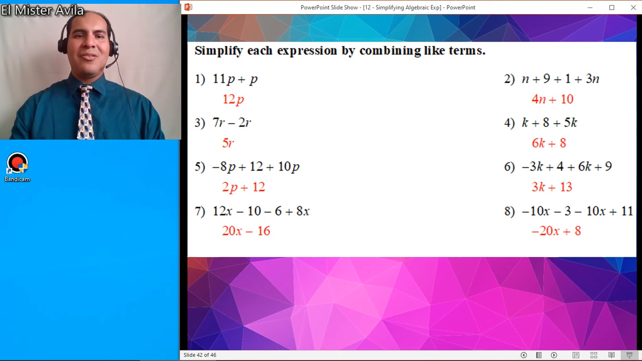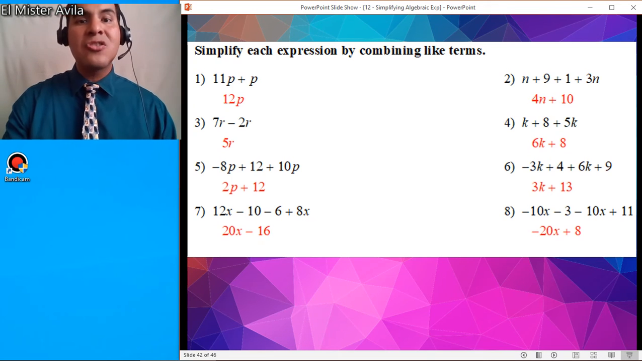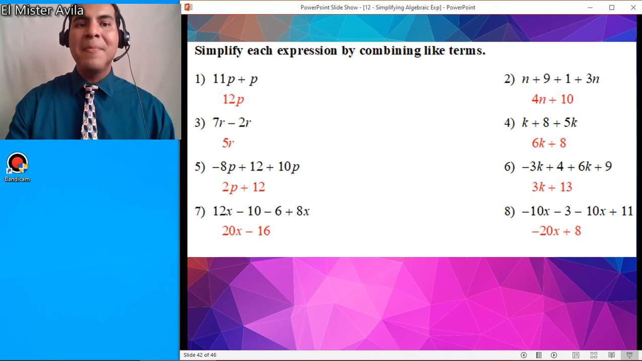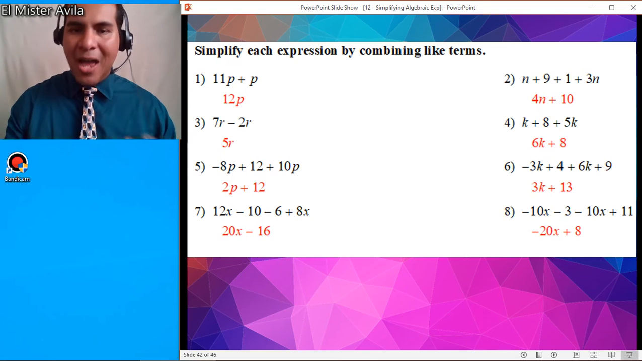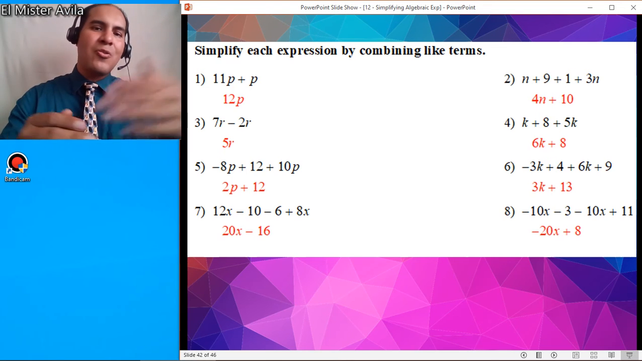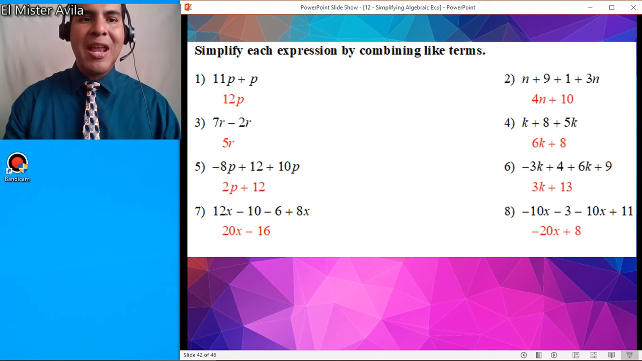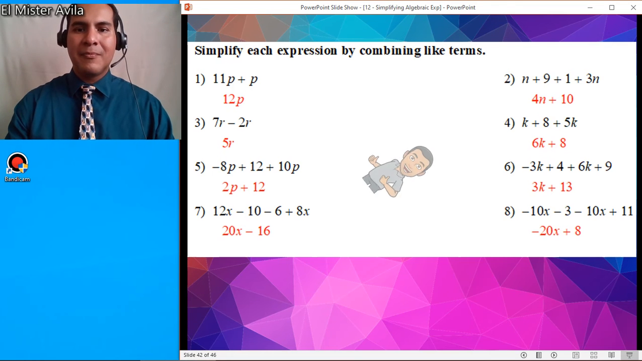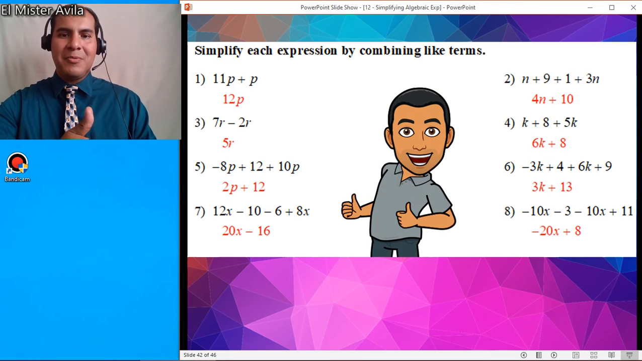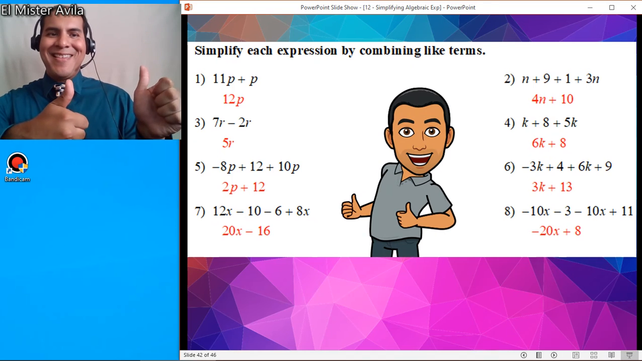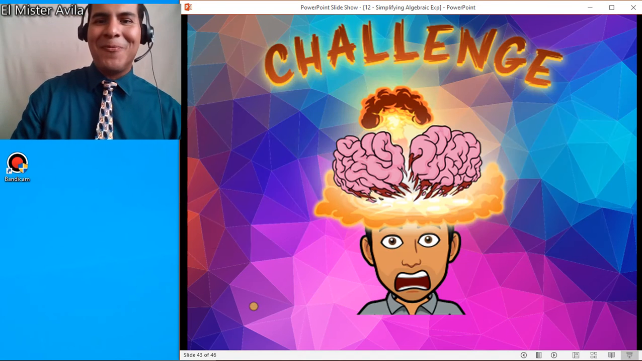Here are the answers for numbers 1 through 8. Check them all, please, one at a time, carefully, that you have them correct. If not, please ask for help. Reach out to somebody around you, reach out to me, and we'll help you out as soon as we can. Great job. Double thumbs up for you.